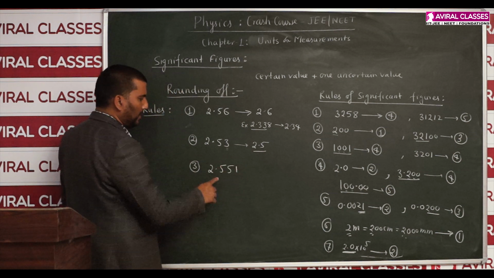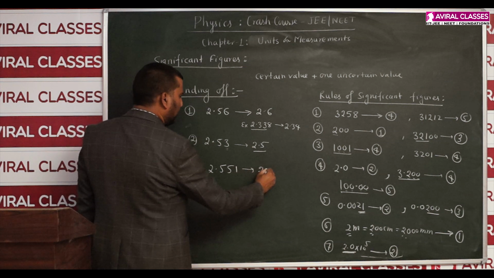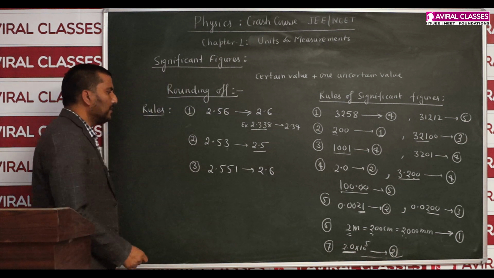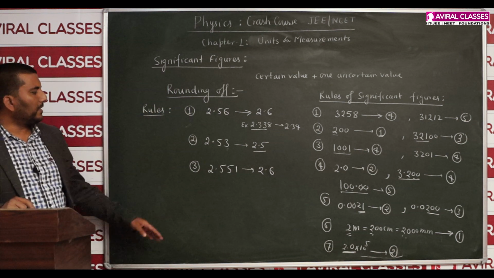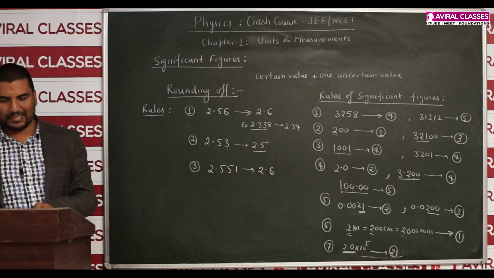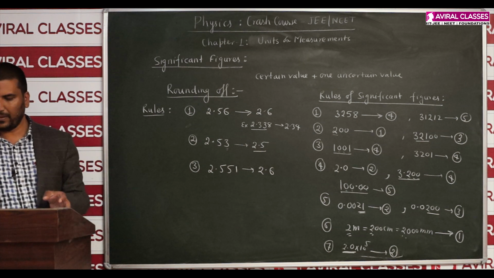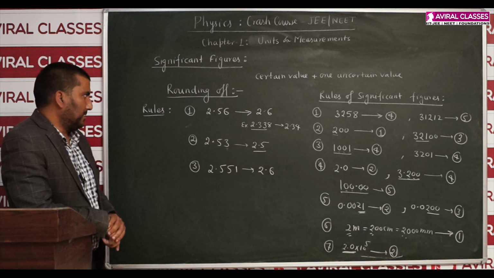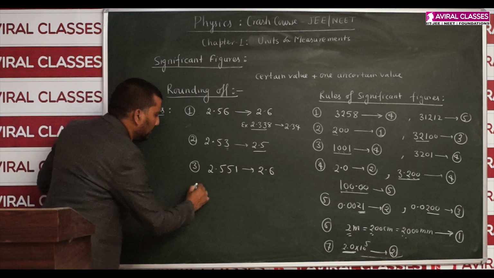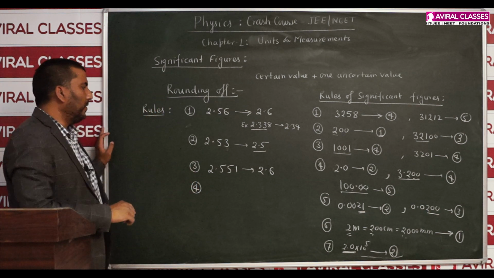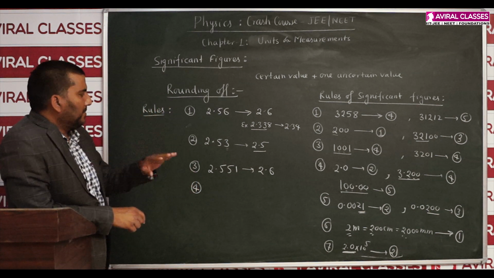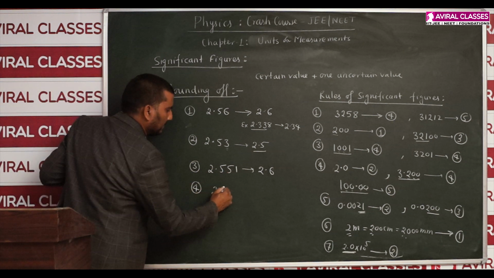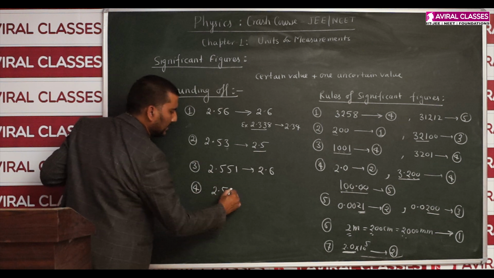2.551. Now if you remove the last digit, it will become 2.6. Now the interesting part comes. If the last digit which has to be removed is 5, and only 1 is there, then a rule is interesting. Let me consider two cases.